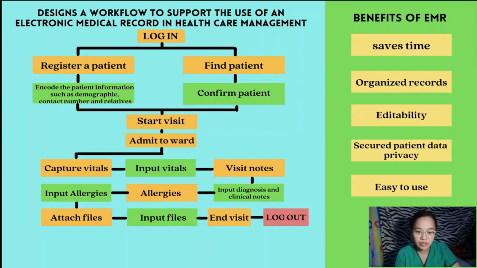Now for the steps of the workflow to support the use of an electronic medical record in healthcare management. First, we must log in using the username and password. Then register patient or find a patient if there is existing patient data. If there is no patient record, click register patient, then input the necessary information of the patient. Then recheck and confirm. If the patient has a record, click find patient and search using the patient code or name. Click start visit, then admit to ward, which is inpatient. You will see here who admitted the patient and the time and date.